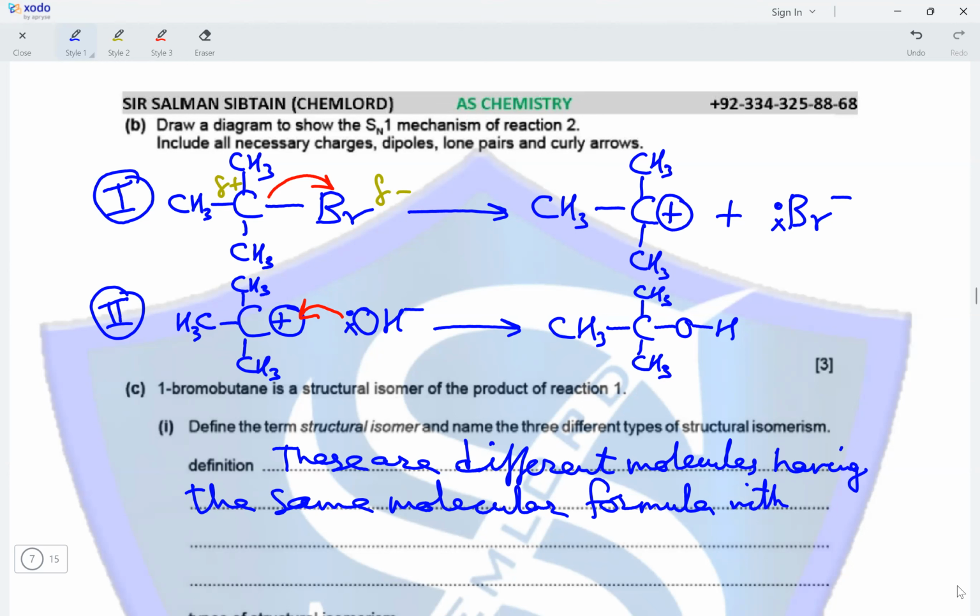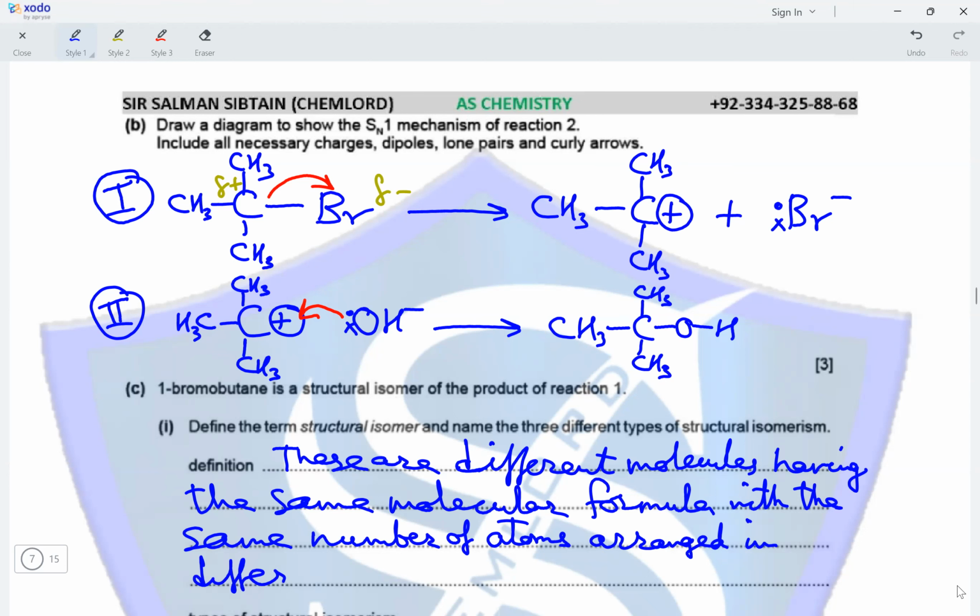with the same number of atoms arranged in different structural arrangements. So the number of atoms in the molecule remains the same, but they are arranged in different ways in order to form structural isomers.